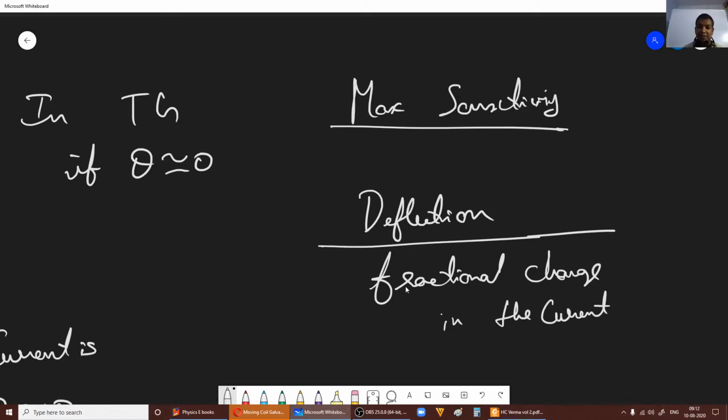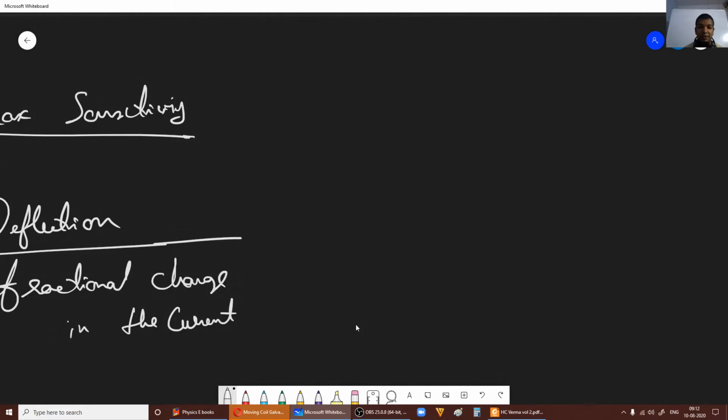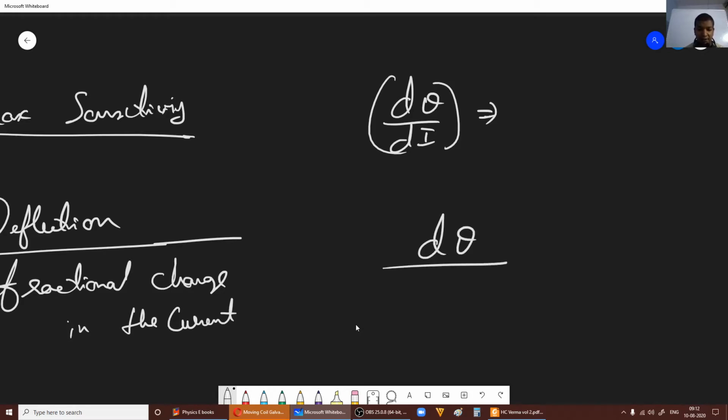Now, fractional change. So what do we know? Let us try to define it. Now d theta divided by di is the same plain old sensitivity, deflection per current. Now deflection per fractional change in the current will be given as d theta by (di by I). Okay, so you need to remember this.